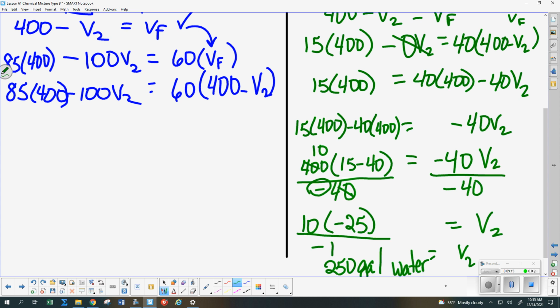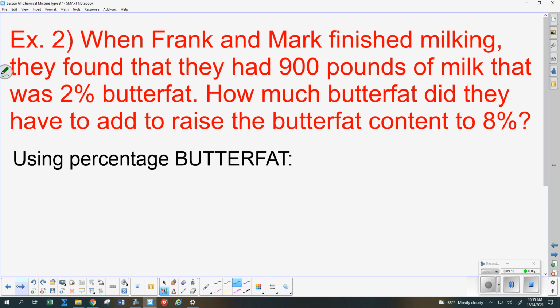Okay, next one is actually a review of a type 1 problem, but one slight difference from what we've usually been doing. So they have 900 pounds of milk that was 2% butterfat, and now they are going to add butterfat as they are working this problem. So type A with a plus sign, V1 plus V2 is VF. No percents in that equation. In the problem, the only amount I see is 900 pounds.